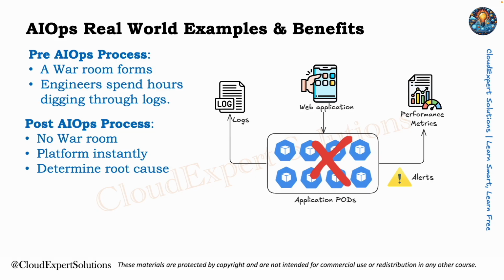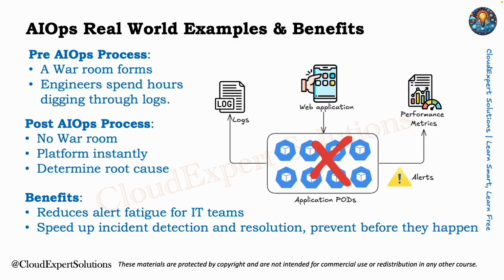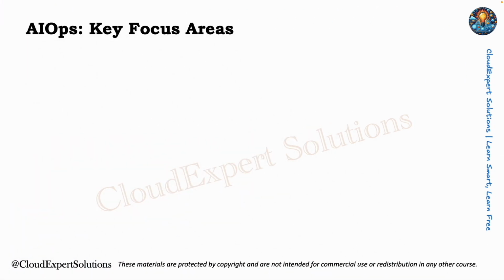In terms of benefits, the benefits of AIOps are very clear. It reduces alert fatigue for IT teams. It can speed up incident detection and resolution, and it can prevent problems before they happen. In this way, AIOps can save cost by reducing downtime, and it allows IT operations to run more intelligently at scale. So how does AIOps perform all this?